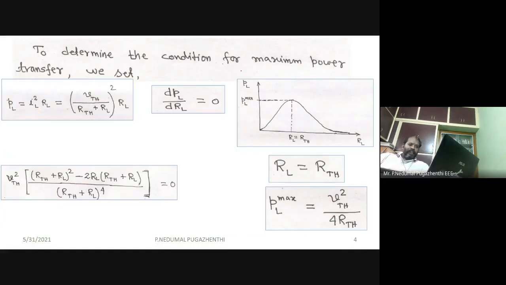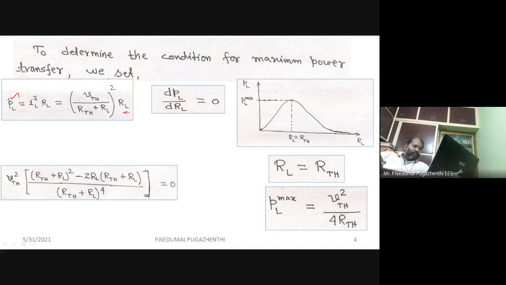To determine the condition, we will take that expression. Load power is equal to V Thevenin squared divided by R Thevenin plus RL the whole squared into RL. This we already have seen in the previous slide. To find the maxima or minima, what we normally do is differentiate the given expression with respect to the variable once and equate it to 0. dy by dx is equal to 0. So I will differentiate PL with respect to RL once and equate that expression to 0.